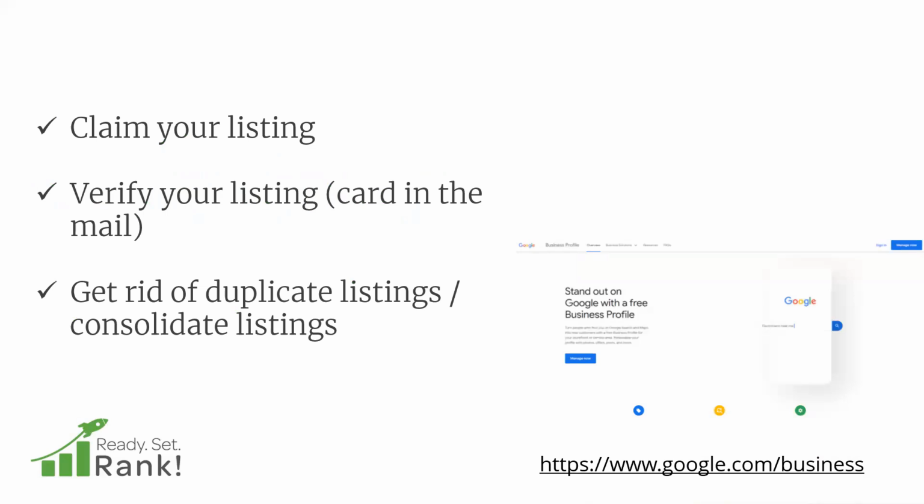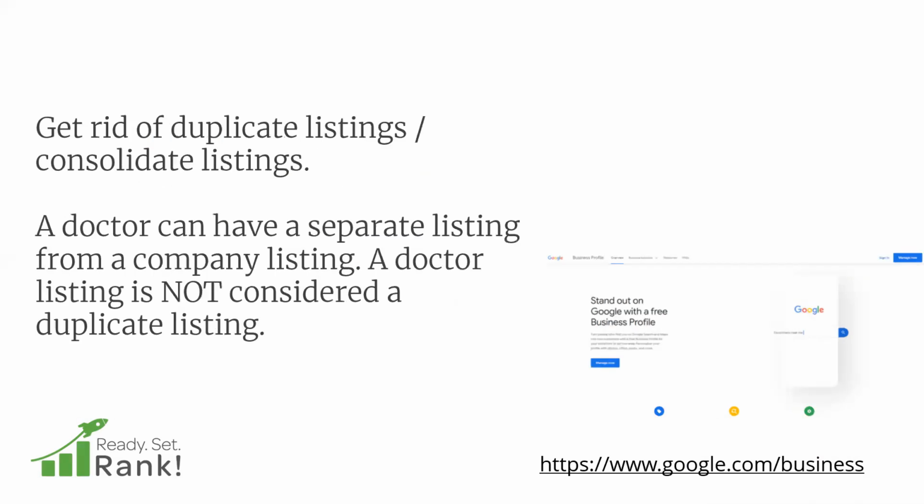Well, first you want to claim your listing, verify your listing, and get rid of duplicate listings and consolidate those listings. Very important. I just said that you want to get rid of duplicate listings and consolidate listings. So this means if you have two business listings for the exact same location and exact same business, you want to consolidate those. How do you know which one to select? Well, usually it's the one that has the best reviews. Usually it'll be one has 100 reviews and one has 2 reviews. Easy peasy, get rid of the one that has 2 reviews.